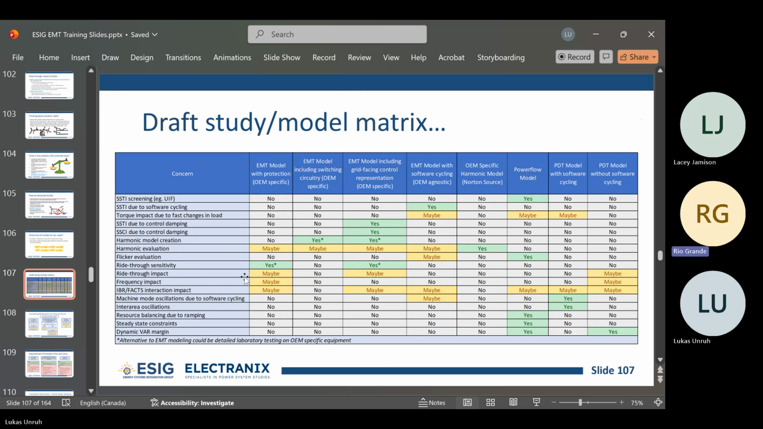And then I think these other ones, machine oscillations, inter-area, and resource balancing, steady state constraints and dynamic vars. We kind of touched on all of those, and those ones we basically are not needing EMT models for. Those are all sort of power flow or transient stability. So hopefully that helps you a little bit with this table here. If you have some more questions, I will direct you to Andrew.